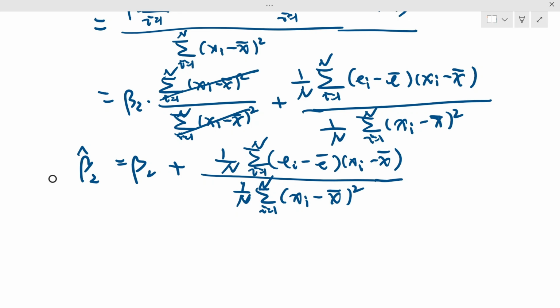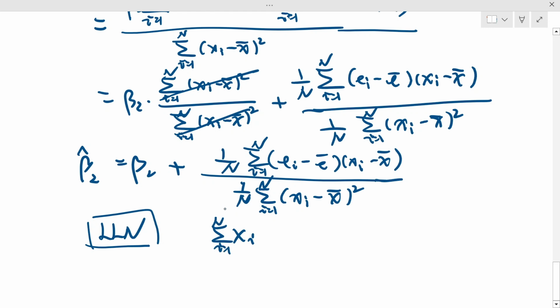So in order to see the convergence, we now need to utilize what is called the law of large numbers. Basically, what is the law of large numbers? For IID data, it says that the sum of n IID random variables, take an average. This converges in probability to its expectation.